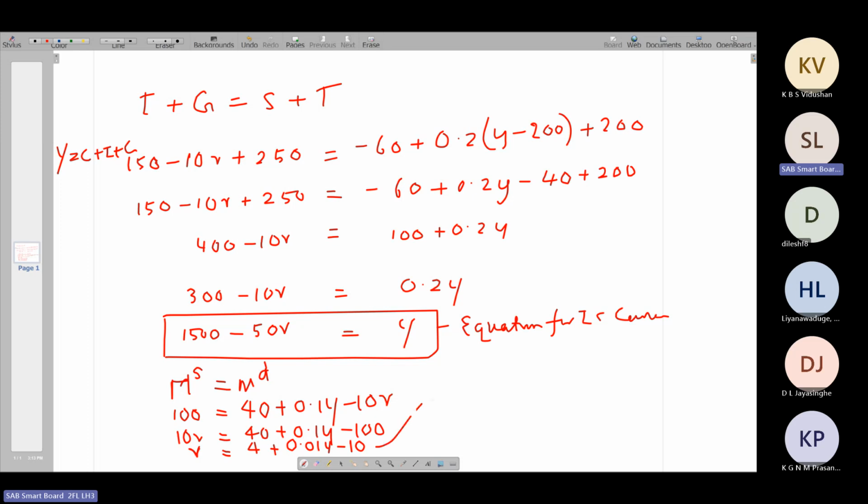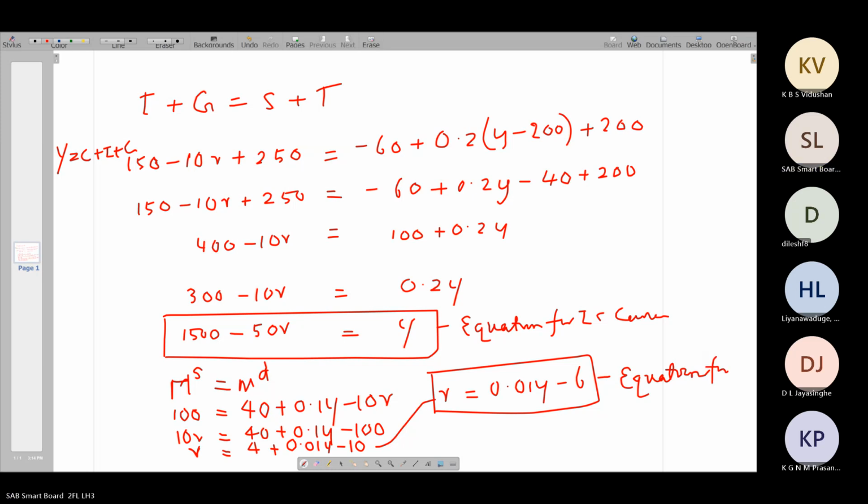So what is the equation? We can write R equals 4 minus 10 means 0.001y minus 6. So that is the equation for the LM curve. Equation for the LM curve, right?